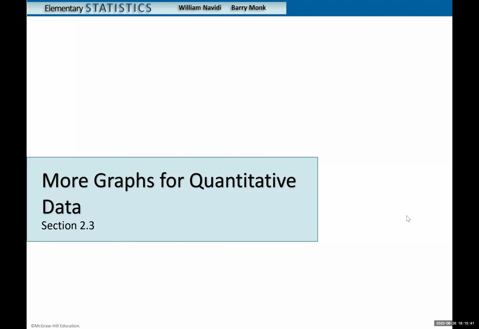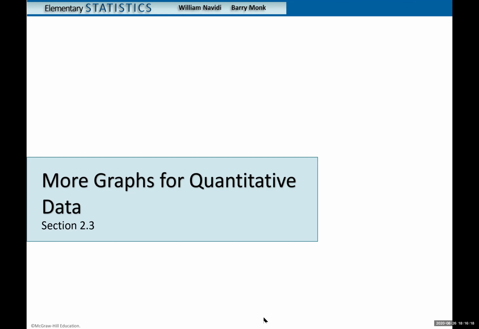All right, so let's continue our lecture 2.3, more graphs of quantitative data. So last time we talked about different graphs. We started with, what was 2.1? Do you remember? That was 2.1, anyone? Is it the graphical summaries 2.1?